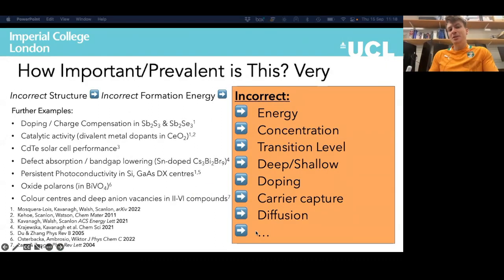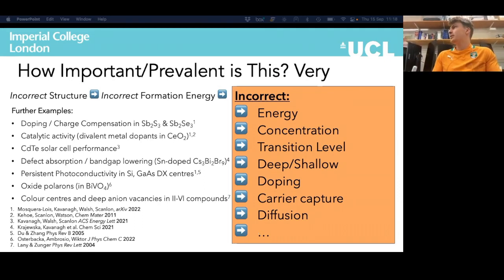Some further examples of where this behavior has been noted and found to be crucial are listed here. It's been found by many other people, not just us.